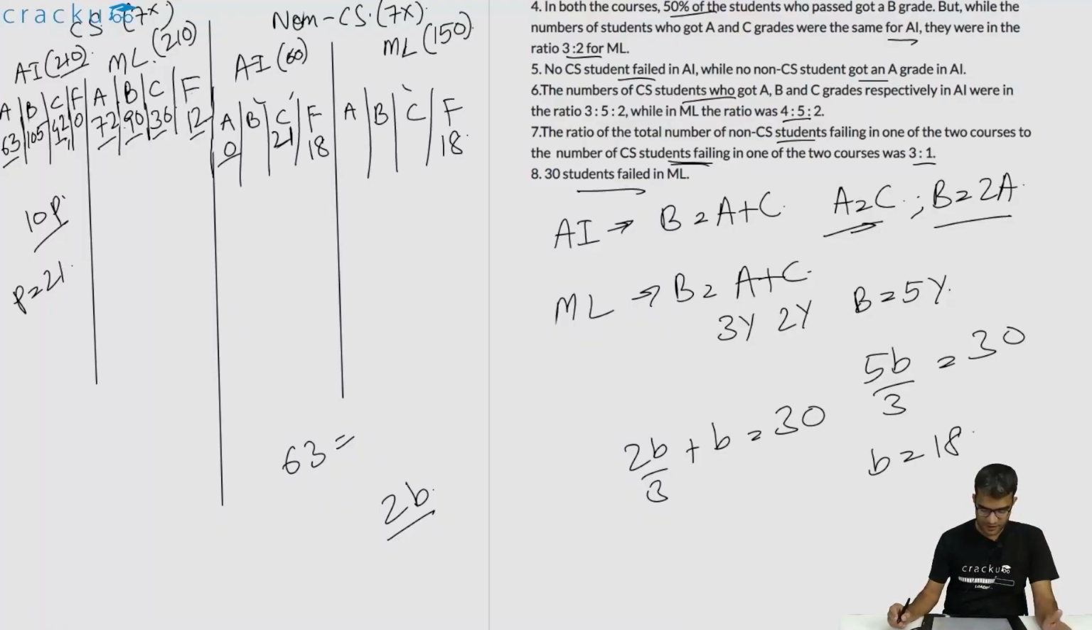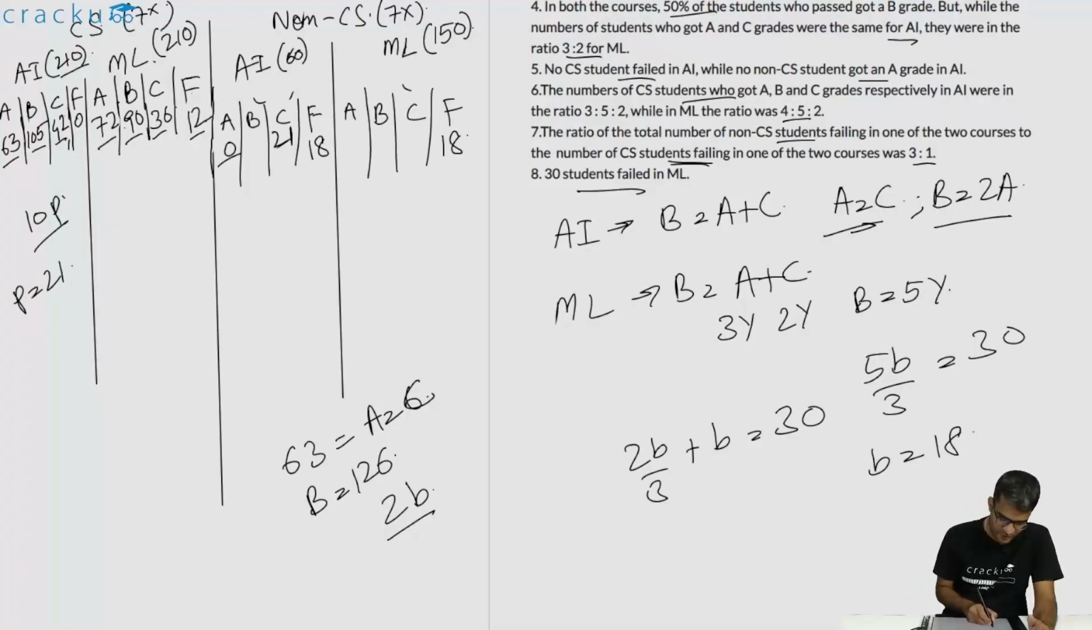So the total number of A's is equal to 63 in AI. So the number of B's will be equal to 126. So if B is equal to 126, out of which 105 came in AI, this will be equal to 21. Now you can also guess that 21 plus 21 plus 18 is actually equal to 60, which is matching up. So that is another way we can identify it.